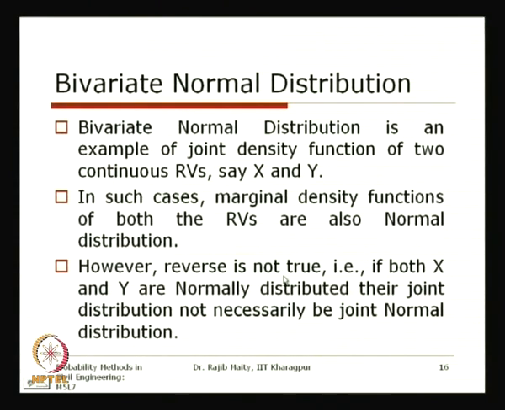However, the reverse is not true. That is, if both x and y are normally distributed, their joint distribution is not necessarily a joint normal distribution. So this means that the reverse is not true. We have also mentioned this point earlier as well.